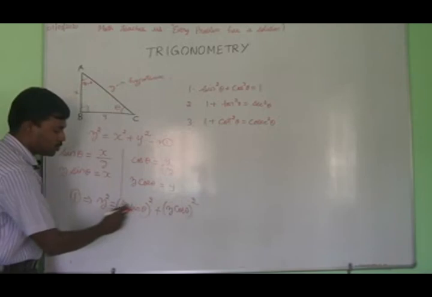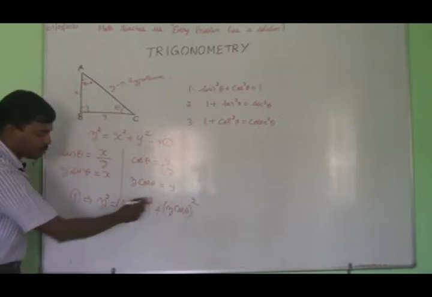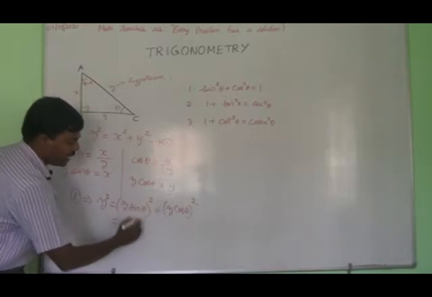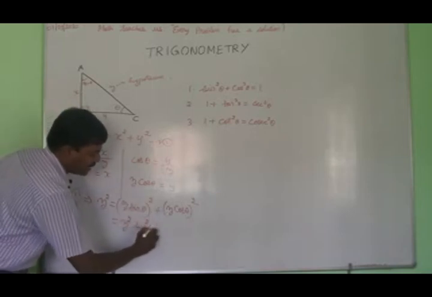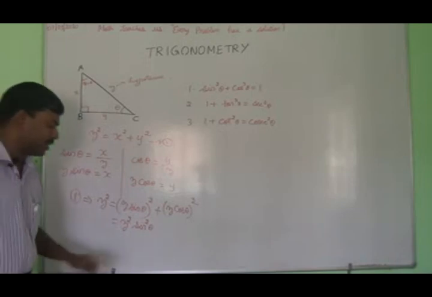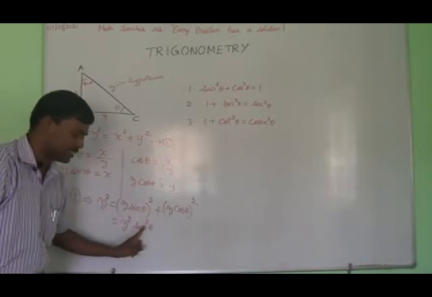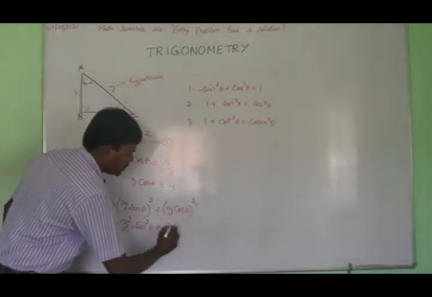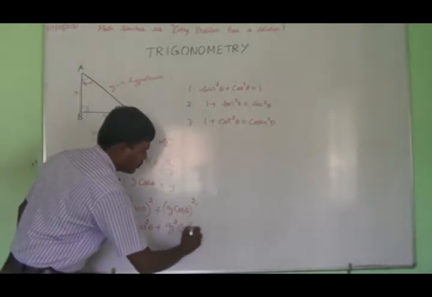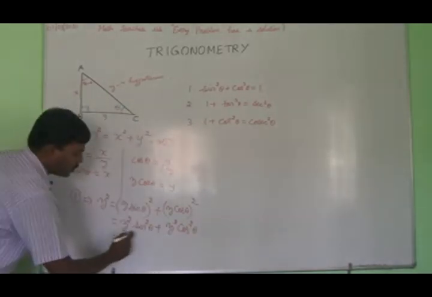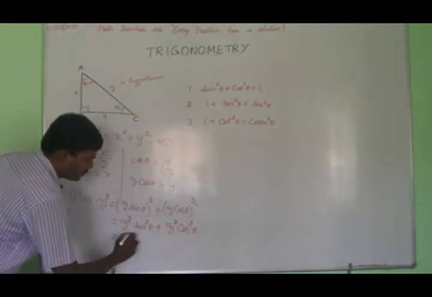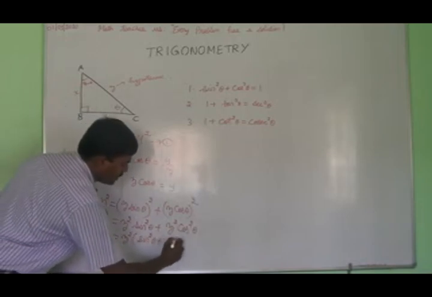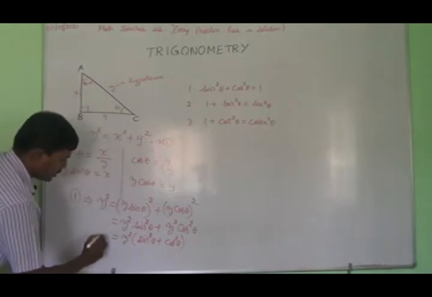The square is common to both z and sine theta, so I can bring this square inside: z square into sine theta's square. Sine theta's square we usually write like this, sine squared theta, for convenience. Let us do the same here: z square into cos square theta. As you know, you can take z square common outside, and it is sine square theta plus cos square theta within the brackets.